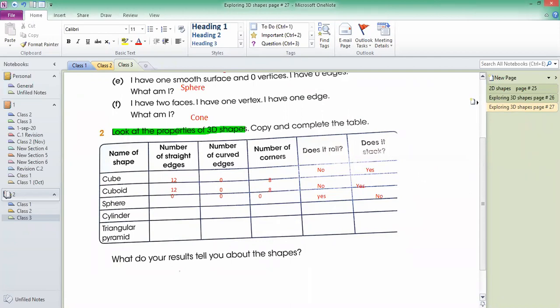Yes, guys, I know cylinder has edges. Cylinder has two edges, but they are not straight. Remember, they are not straight. In cylinder, we have curved edges. Both edges are curved edges, not straight. Is that clear, guys? Yes, sir. Very good. So in the first box, number of straight edges, you will write zero. Because cylinder does not have straight edges, but it has two curved edges. So you will write two here in the curved edges. Two edges.